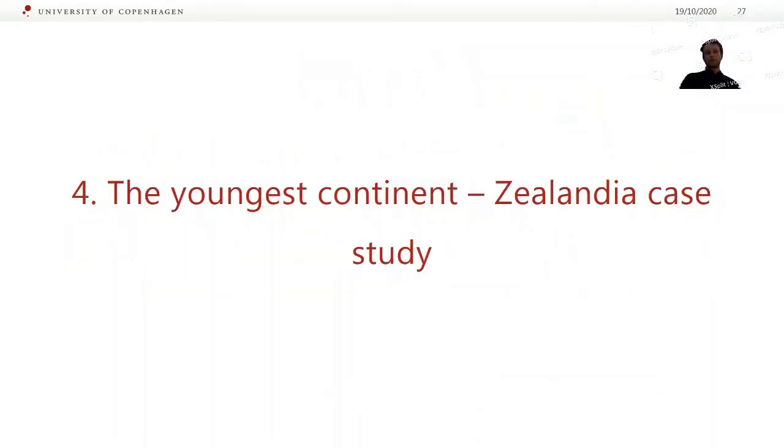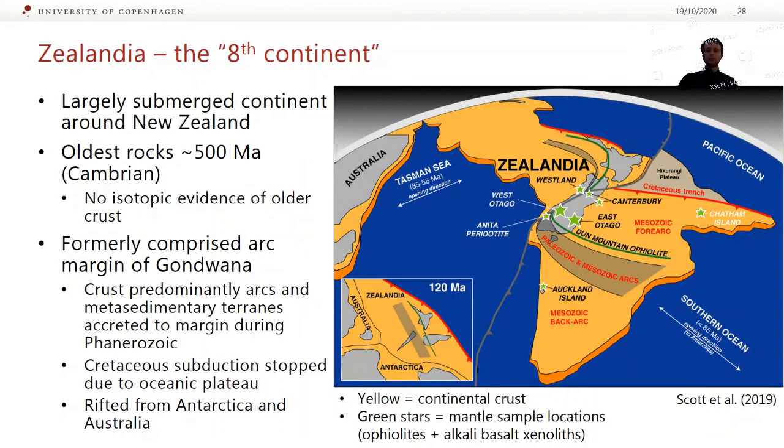Okay, I'll just talk a little bit about Zealandia, which is the youngest continent, as a case study of how you might form continental lithosphere in the present day. So Zealandia, which you may or may not have heard of, is the 8th continent, supposedly. It's a largely submerged continent around New Zealand. So just in this diagram on the right-hand side, you can see continental crust is marked as yellow, whereas oceanic crust is marked in blue. So you can see it's actually largely submerged. The emerged crust of New Zealand is marked in grey.